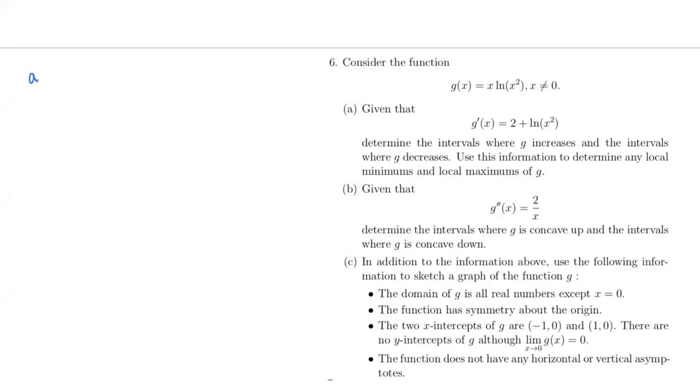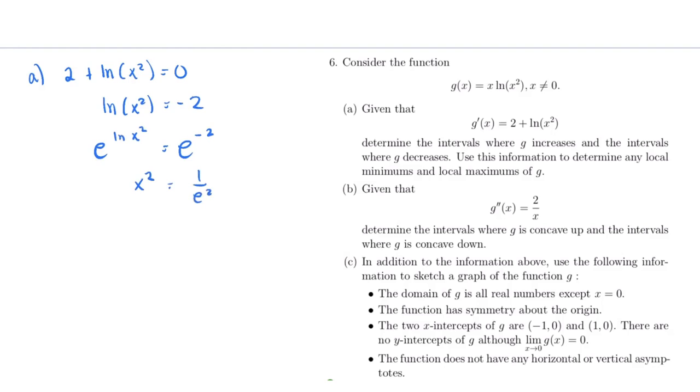So in part A, those of you that did try this, most of you avoided this because I think you got a little bit scared with the algebra. But you do set this equal to 0. And so the natural log of x squared is equal to -2. Here, the inverse of the natural log is e. So e to the natural log of x squared is equal to e to the -2. And so here we get that x squared is 1 over e squared, so that x is plus or minus the square root of 1 over e squared, or 1 over e. So those are your critical points, 2 critical points.